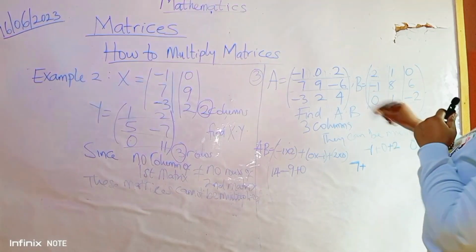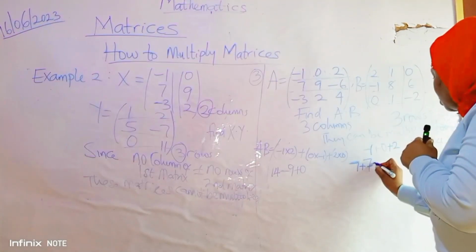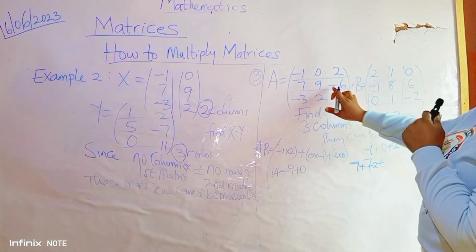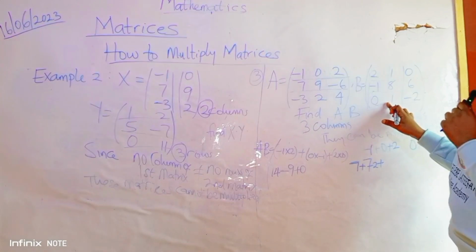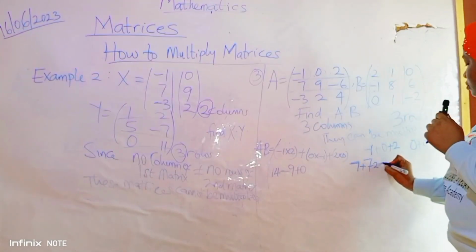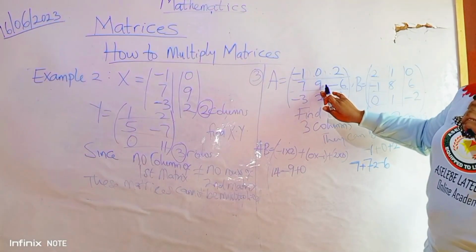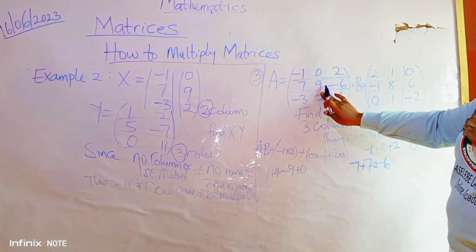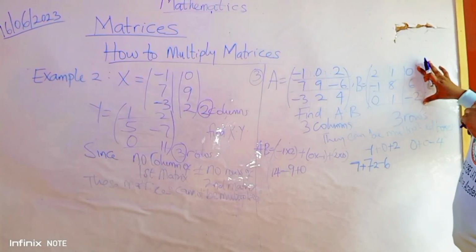Plus 9 multiplied by 8, 72. So plus 72. Plus minus 6 multiplied by 1, that is minus 6. So minus 6 multiplied by this plus gives me minus 6. So we are still on the second row of the first matrix, but we are multiplying it now by the third column of the second matrix.